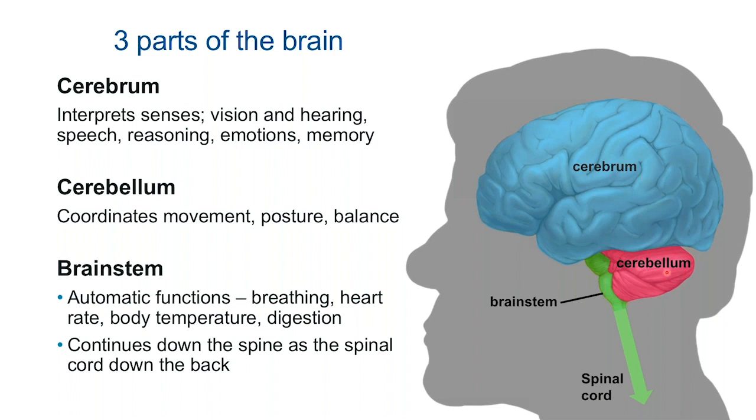And then there's the cerebellum, which is responsible for coordinating movement, posture, and balance. And then the brainstem controls functions that are automatic. So these are the things that you don't have to think about, things that happen when you're sleeping, such as your breathing, your heart rate, your temperature, digestion, things like that. Another thing you want to know is that the brainstem continues down the back as the spinal cord.